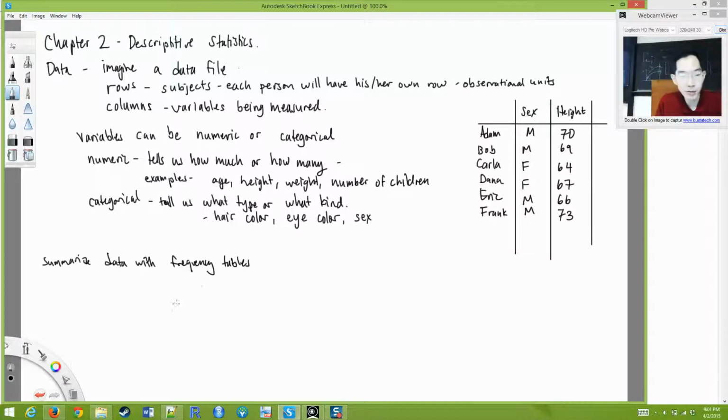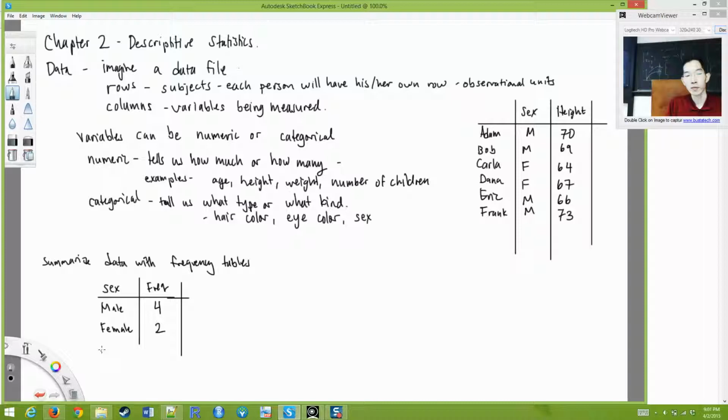Okay, we can create a frequency table. So for categorical variables, let's do a frequency table for sex. We would list off male, female, and we would have a count, or the frequency, over there. And so over here we would go through our table and say, how many males do we have? We've got 4: Adam, Bob, Eric, and Frank. And how many females? We have 2.